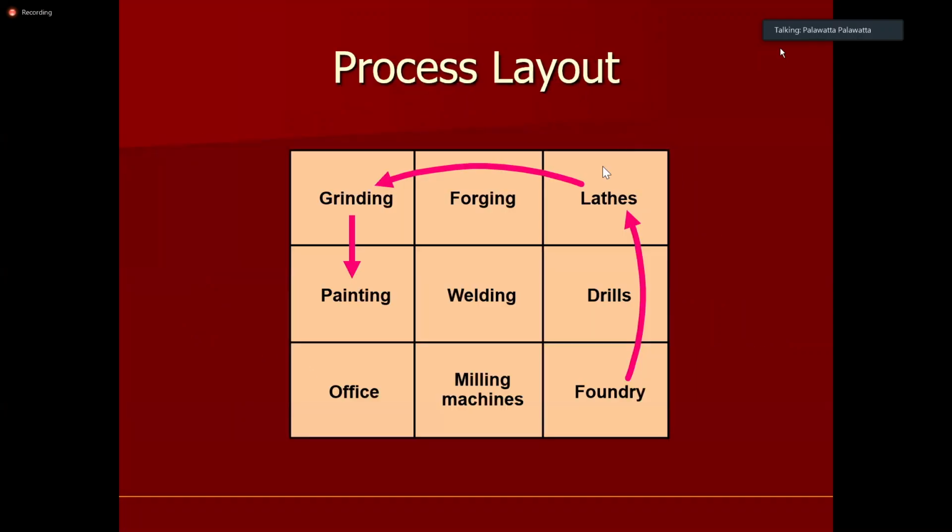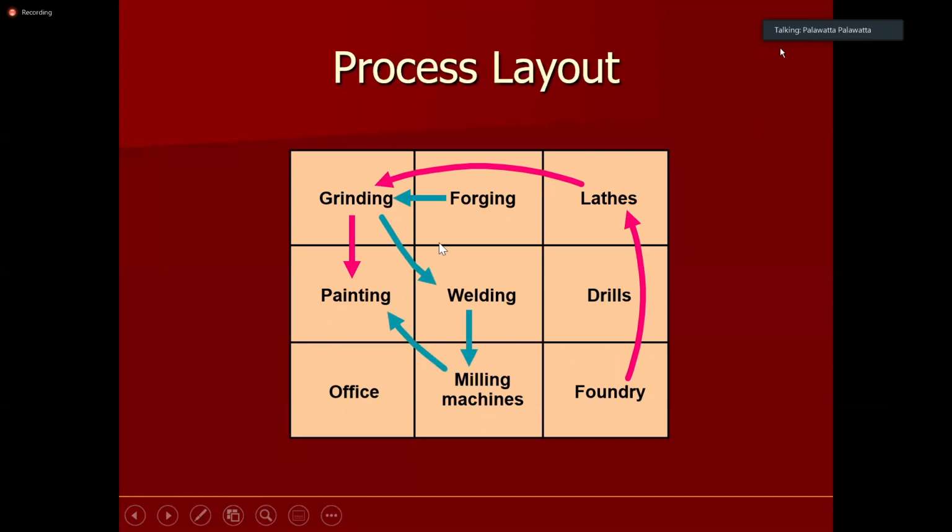Let's say this is an example of a process layout. The red arrow is for one item. That particular item starts its production from foundry and then goes to lathes, and from lathe to grinding and then to painting.